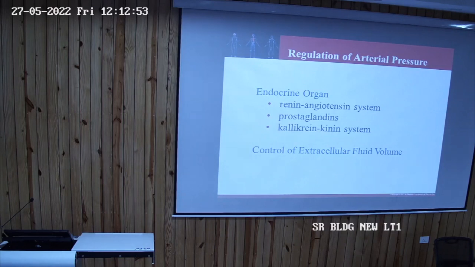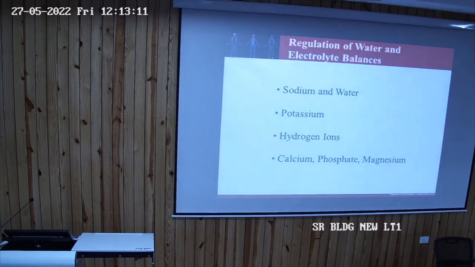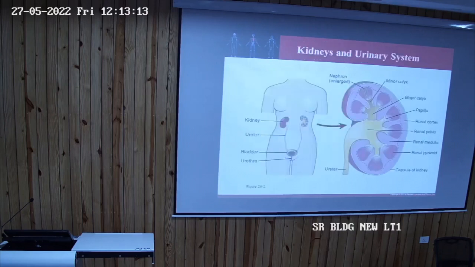So blood pressure may be hypertensive, may be hypotensive. In both the categories, it has to be corrected. But what are the different mechanisms? There are a number of mechanisms, but when we are talking of kidneys, these are the things which are important for regulating blood pressure. Okay, sodium, water, hydrogen. Now, this is the structure of the kidney when we take a section.